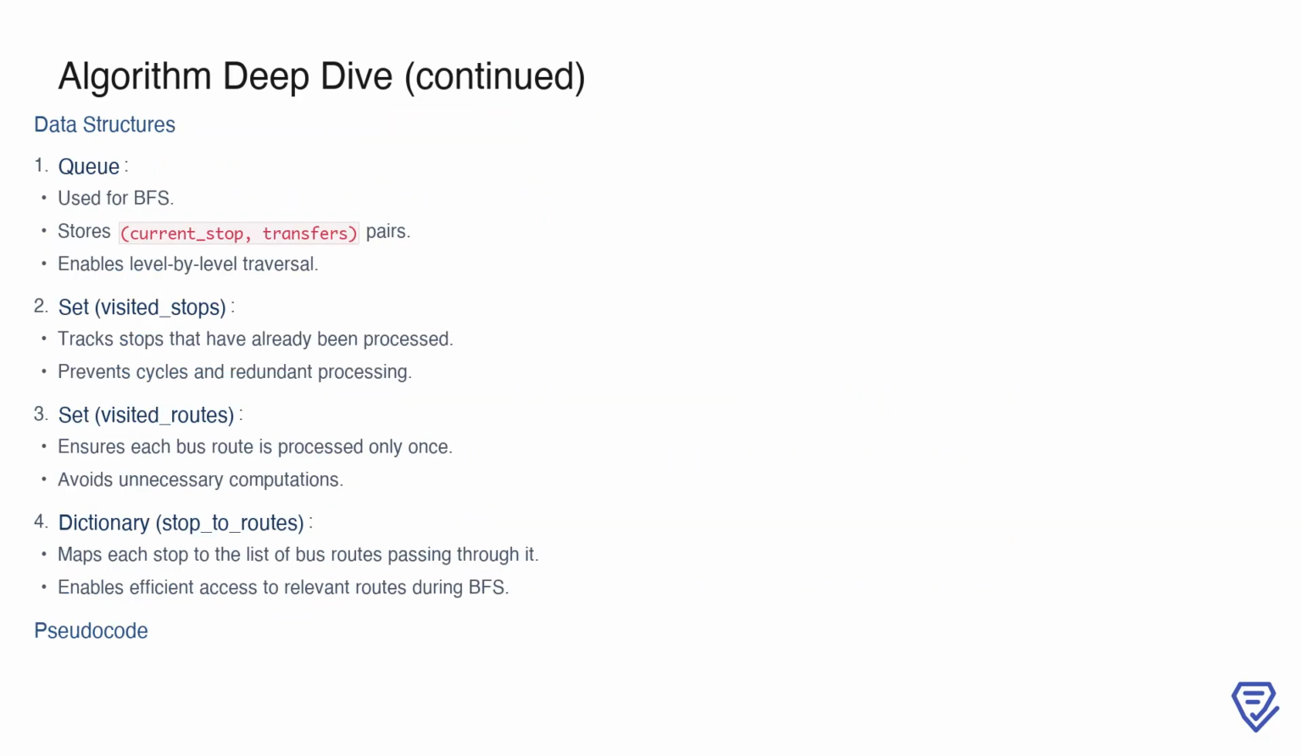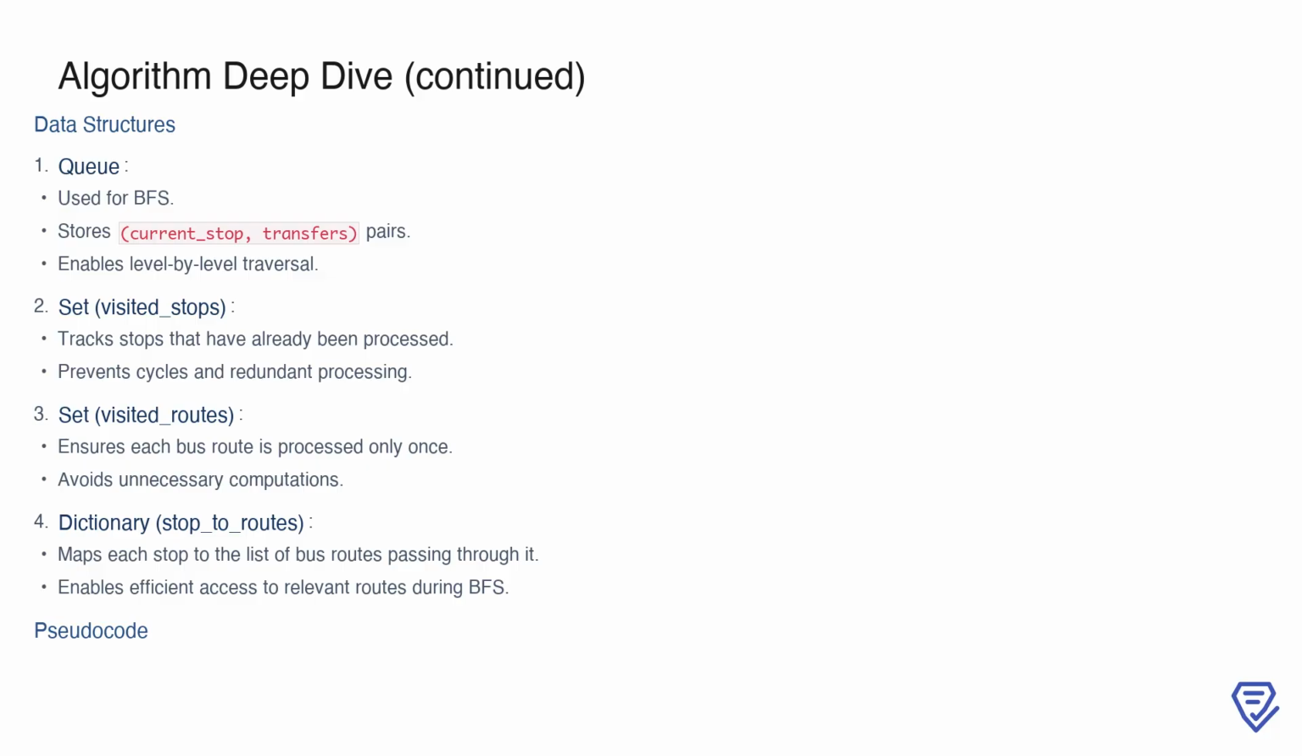Now let's look at the specific data structures that power this approach. First, we use a queue for BFS, where each element is a pair of the current stop and the number of transfers made. This enables a level-by-level traversal of our graph. Next, we use a set called visited_stops to track stops that have already been processed. This prevents cycles and avoids redundant processing, ensuring that we don't revisit the same stop multiple times.